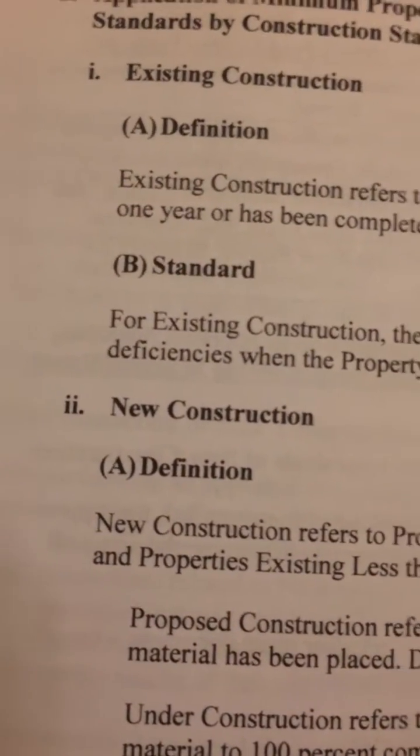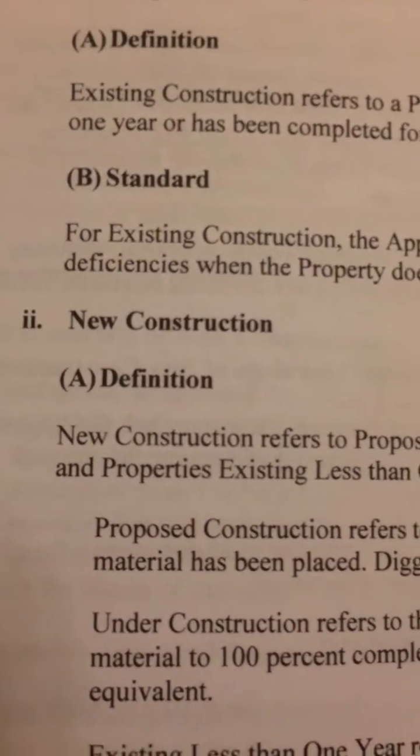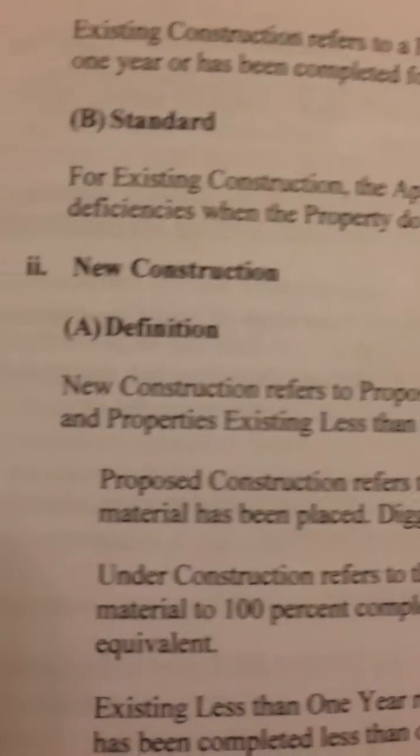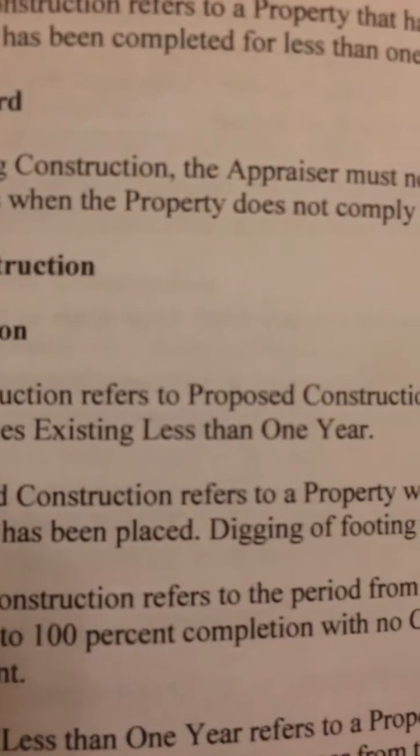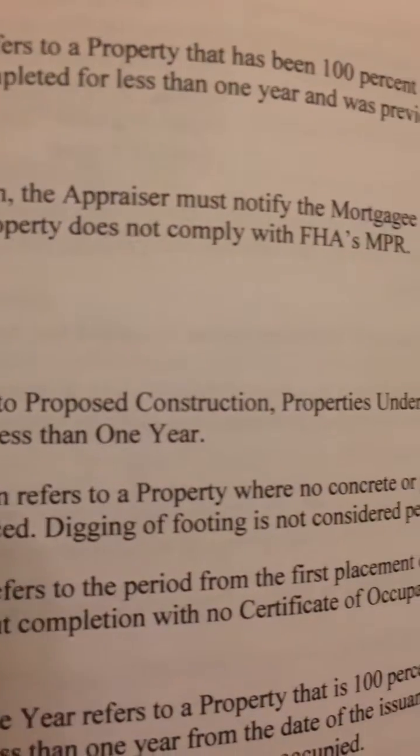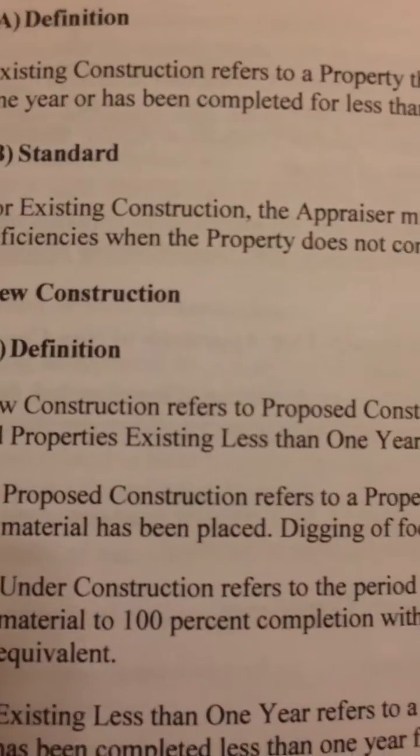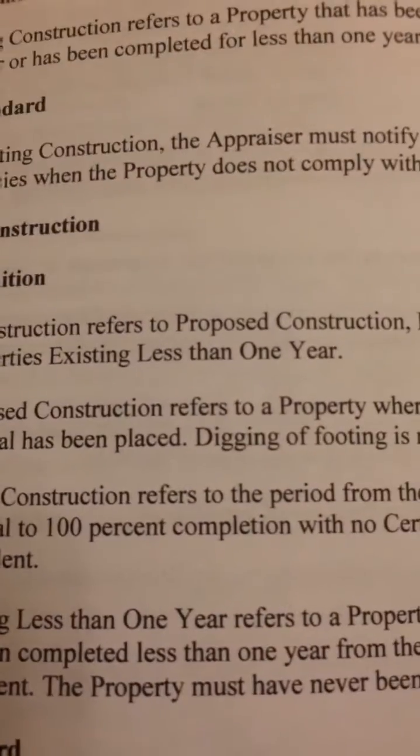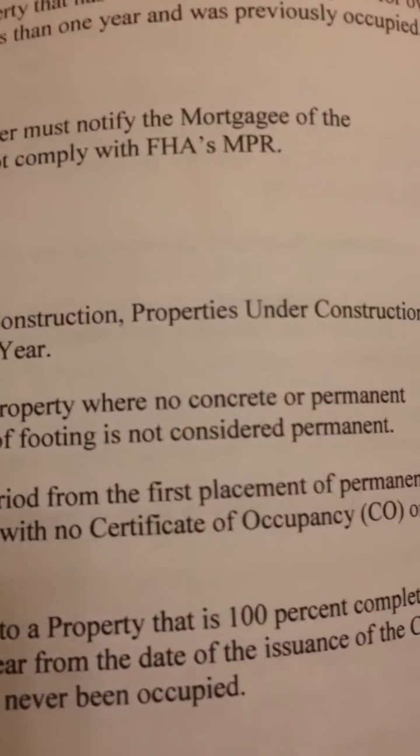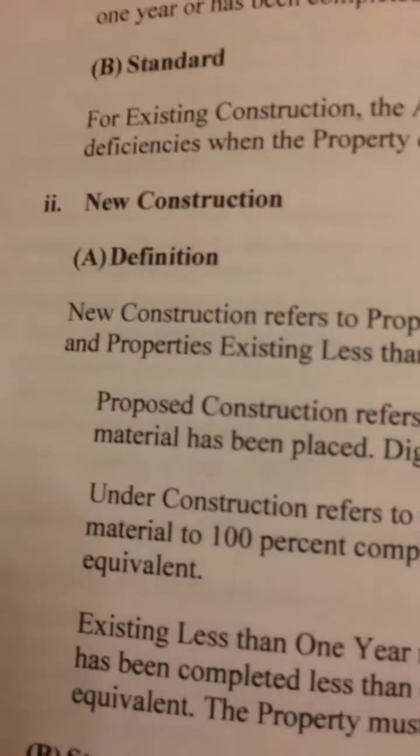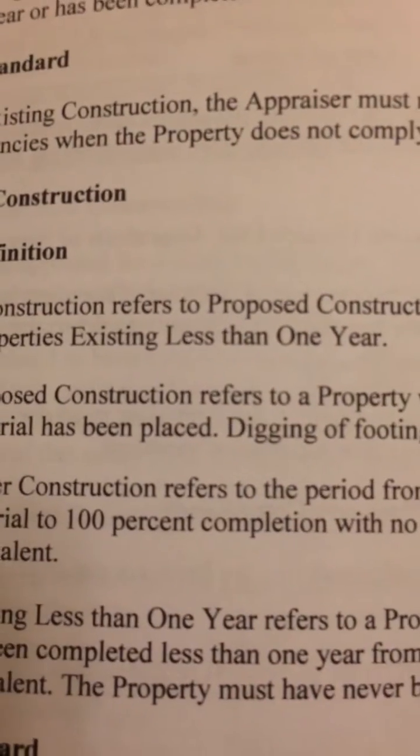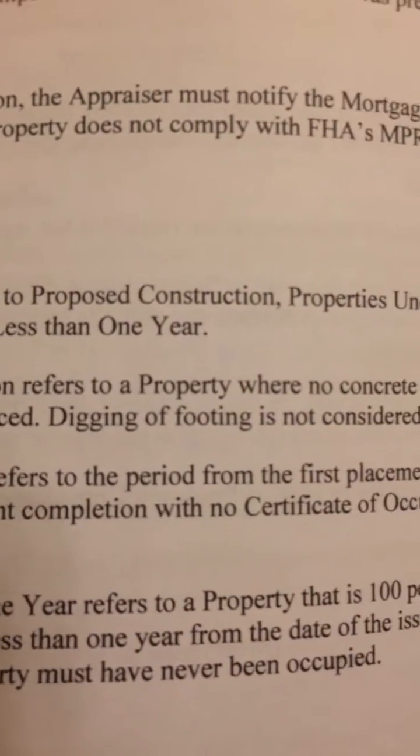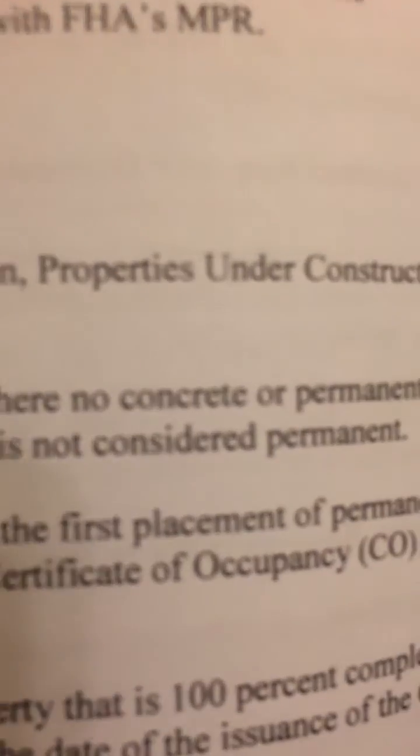2. New construction. A. Definition. New construction refers to proposed construction, properties under construction, and properties existing less than 1 year. Proposed construction refers to a property where no concrete or permanent material has been placed. Digging of footing is not considered permanent.